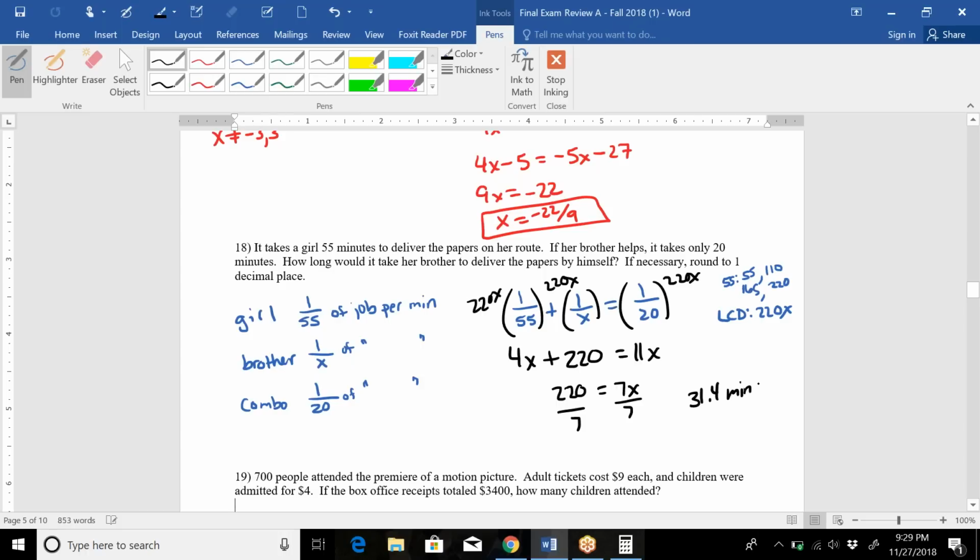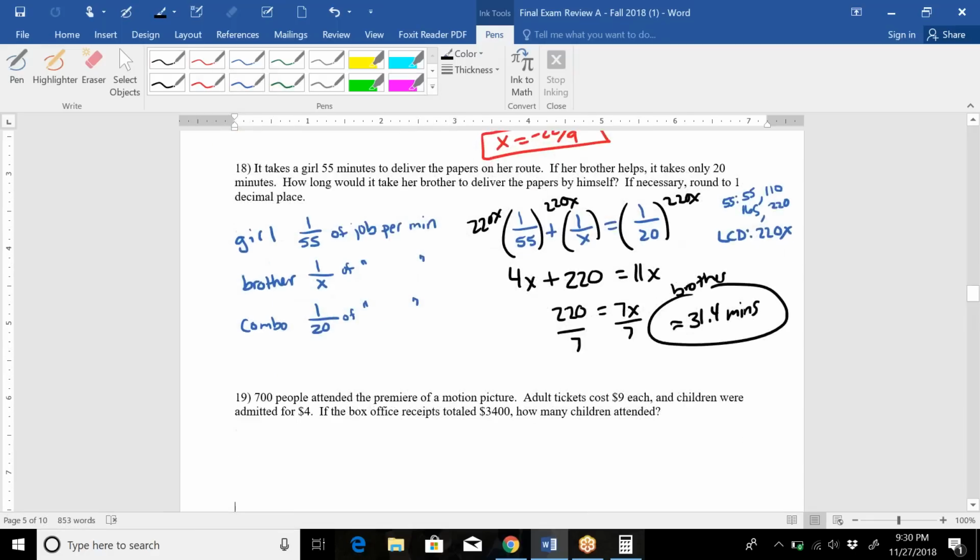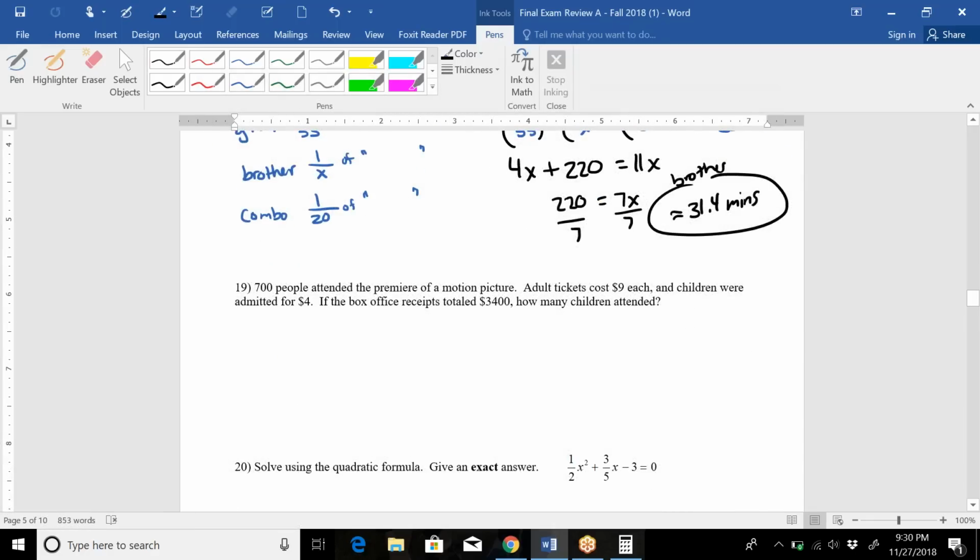And that's minutes, roughly. So that's what the brother can do by himself. Okay, last two problems. So for number 19, we're doing the people attending the movie and different ticket costs per group. This one can be done with a system of equations, but we don't usually teach that in 136, so we do it with one variable.